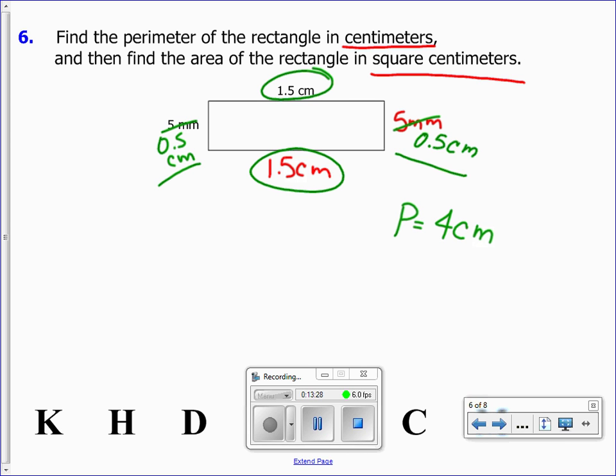Right? On area. How do you find the area, class? Good. So I'm going to be multiplying 5/10 times 1 and 5/10. So my area is 0.75 or 7,500 centimeters squared.